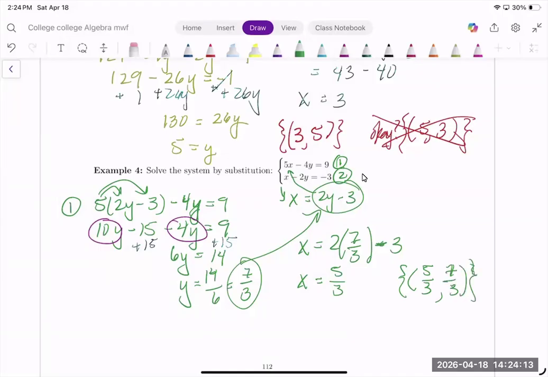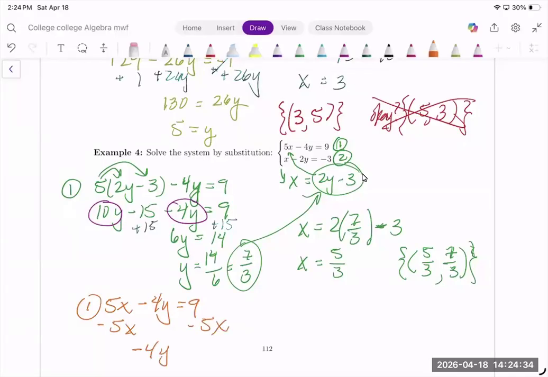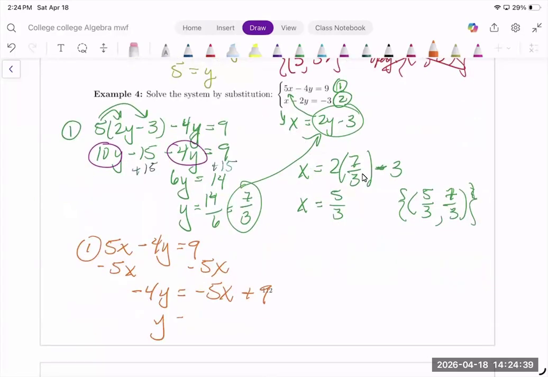Okay, substitution method. But I want to show you graphically, because if you have a fancy graphing calculator, you might as well know how to use it. So if I take equation 1, 5x minus 4y equals 9, just solve for y. So subtract the 5x. So negative 4y equals negative 5x plus 9. And then divide by the negative 4. Don't get fancy. The less you do, the better, so that you don't accidentally make an algebraic mistake and then everything's wrong.